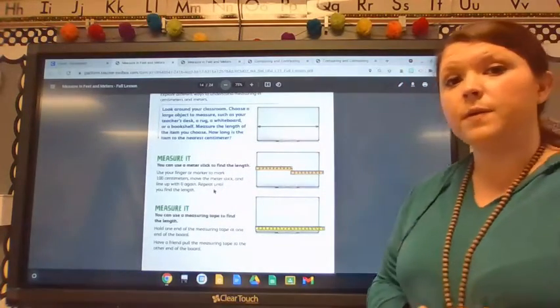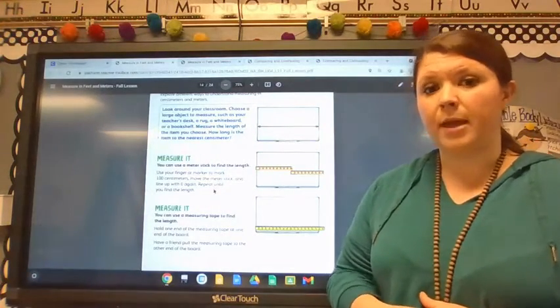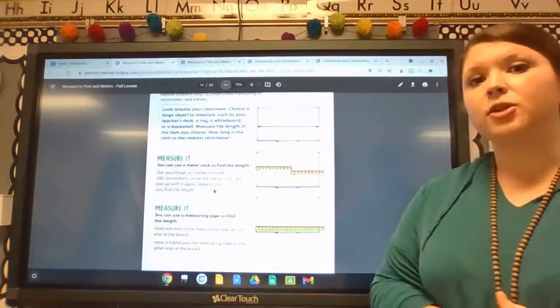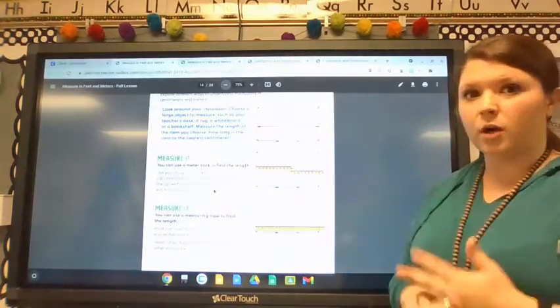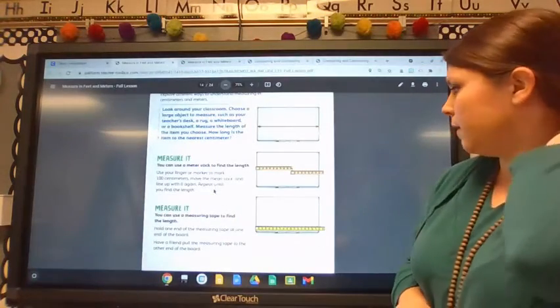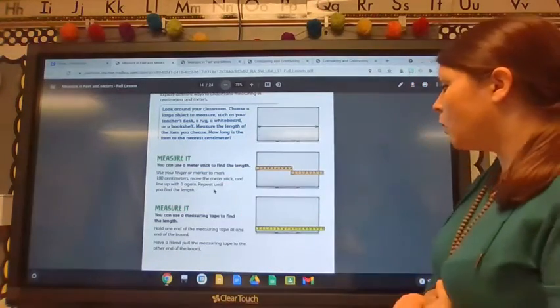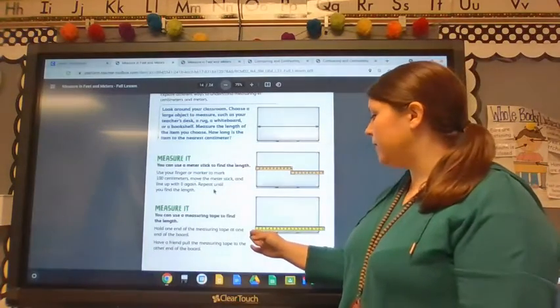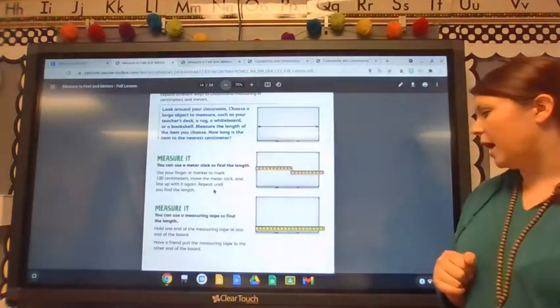You could also use a measuring tape. A measuring tape is another type of measuring tool. And the thing about a measuring tape is it goes on for a lot longer than even a meter or a yardstick does. You can find longer lengths with that. So you hold one end of the measuring tape at the end of the object on 0, and then you go all the way across to find the other length.